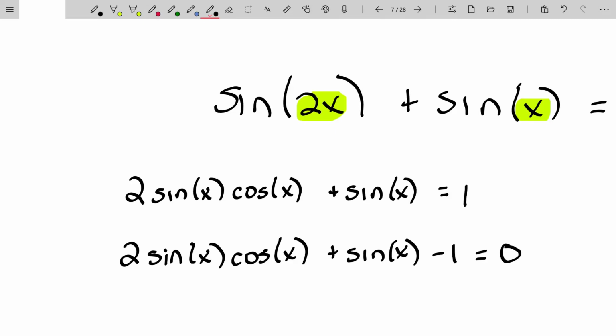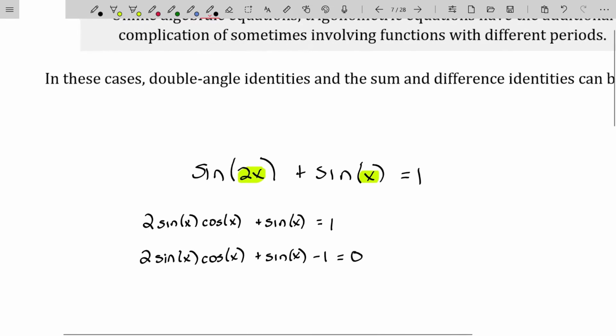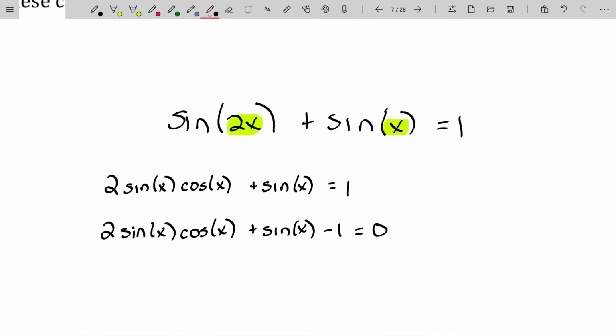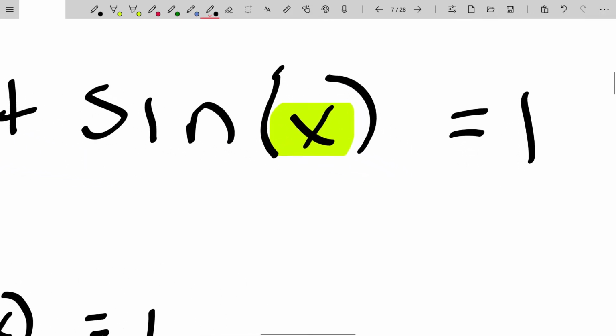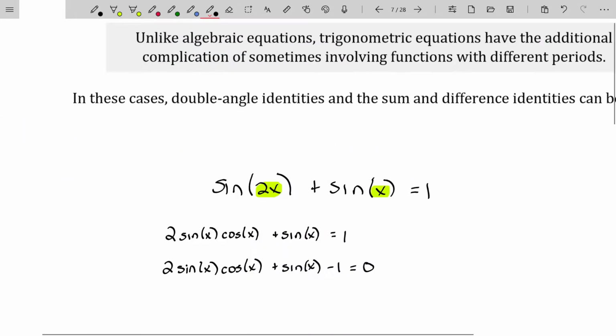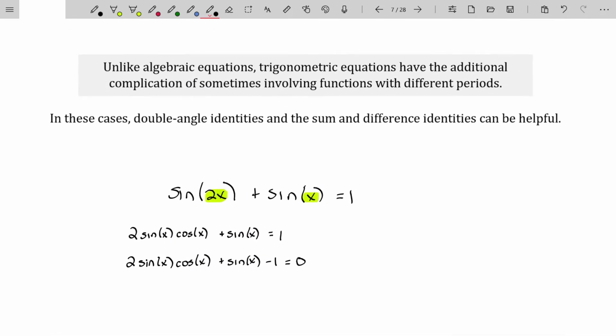But anyhow, the idea is to get all of your arguments to be the same as well. So if the arguments are x versus 2x, get everything in terms of x rather than 2x's. Use double angle identities and sum and difference identities. Those can be very, very helpful. And I'll showcase those as we go through examples. But that's all my advice, at least to start with. We will go through basic examples first, basic equations, and then grow from there.